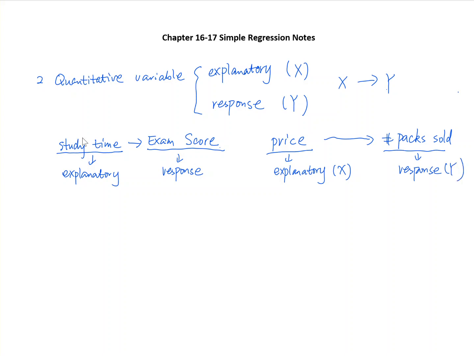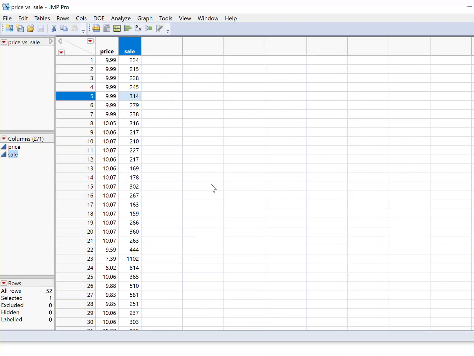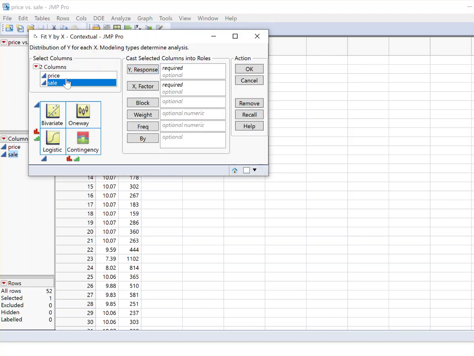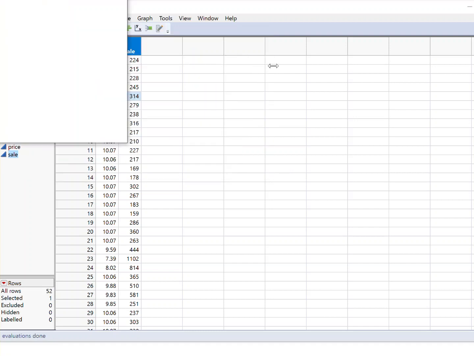All right, and then let's look at the data set in JMP. We have two columns. One is the price, which is the x. Sale is the y, which is the response variable. So we want to do the regression analysis. We use Fit Y by X, and x goes to x, y goes to y, and then OK.